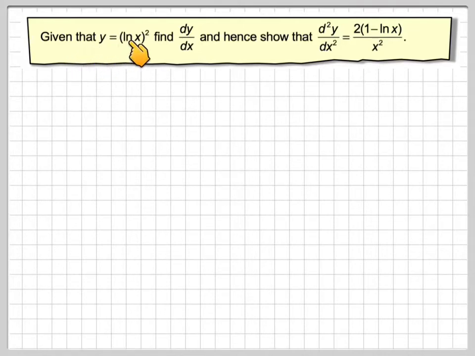Given that y is equal to ln of x all squared, find dy by dx and hence show that the second derivative is 2 times 1 minus ln of x over x squared.